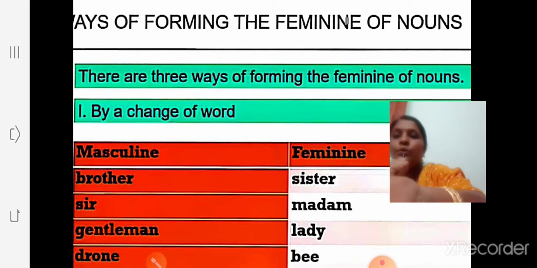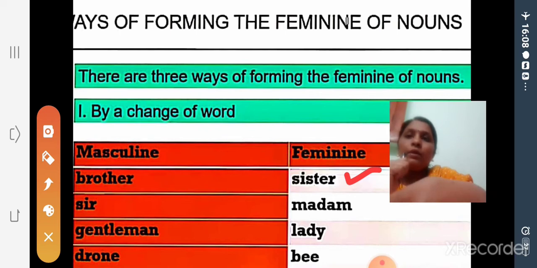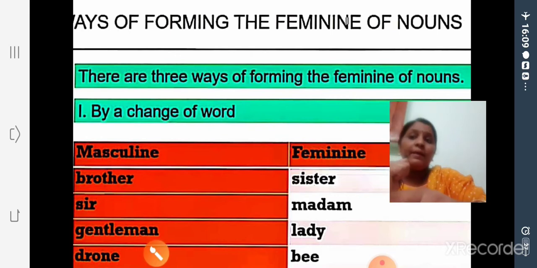For example, look at here: brother, sister. Brother and sister, totally different words, isn't it? Unlike lion, lioness, then man, woman, then heir, heiress, etc. All those words have only slight differences, isn't it? But here brother, sister, the word changed. Then sir, madam, gentleman, lady, drone, bee. So all these are different words. By a change of word, we can form the feminine of nouns.